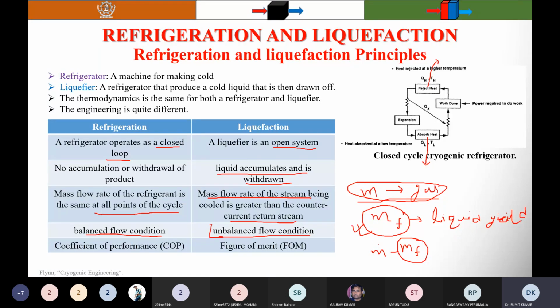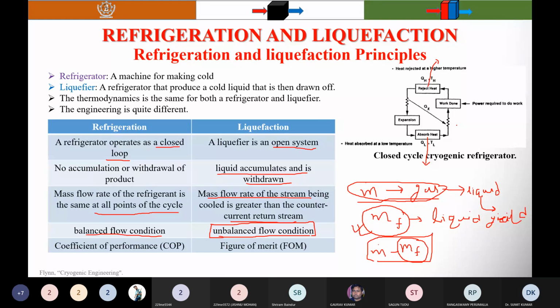Sir, does this mean that the flow is unsteady? No, we have converted the gas into liquid, and this liquid is our final product. So we have taken out this liquid. So what is remaining is M minus MF. All the devices here, the compressor, expander or heat exchanger, work on steady flow, meaning the property is not changing with time.